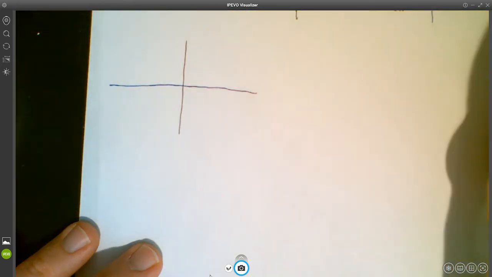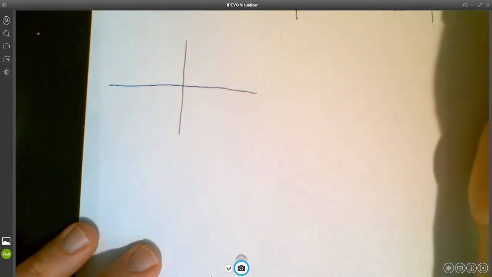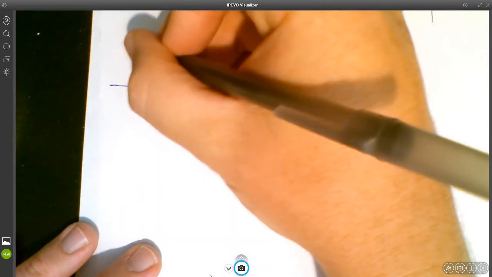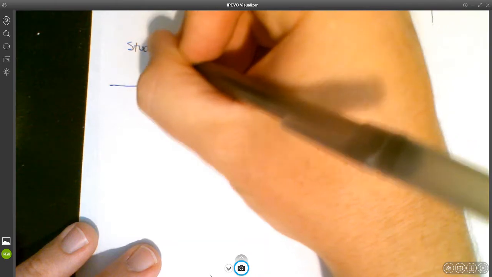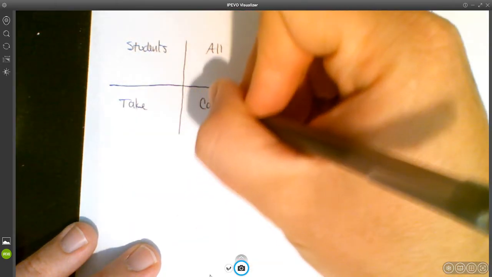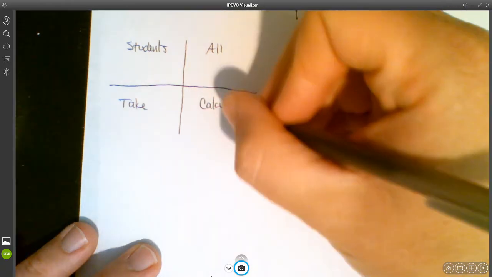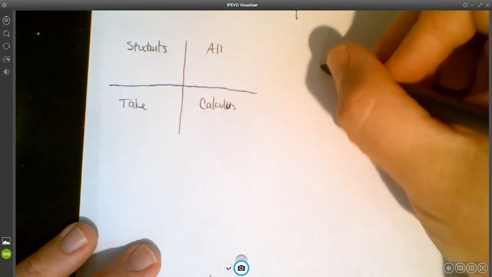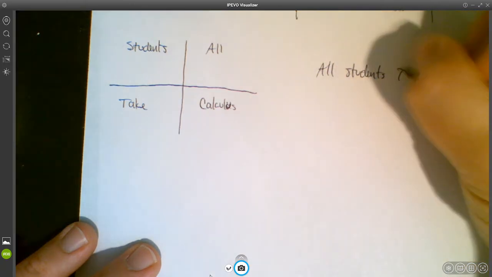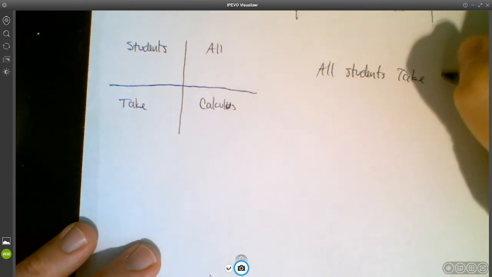So the acronym that we use is: All Students Take Calculus, right? All Students Take Calculus.